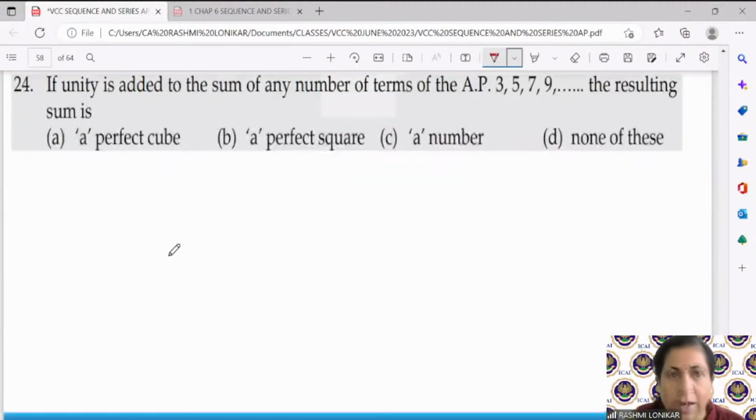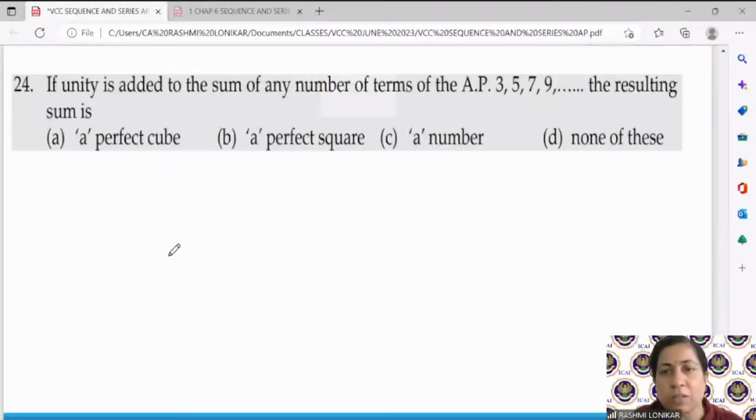If unity is added to the sum of any number of terms of the AP, the resulting sum is... What is unity? Unity means 1.